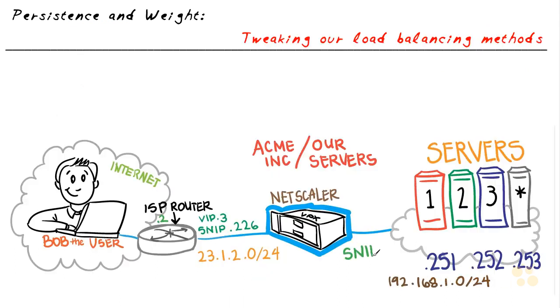We also have the option of telling the NetScaler to be persistent. For example, if Bob logs in with the source IP address of dot whatever, every time that source IP address comes in, let's go ahead and always base it on that source IP address.